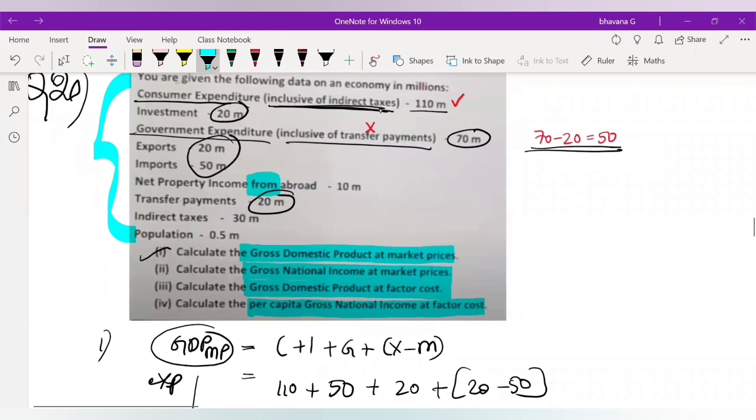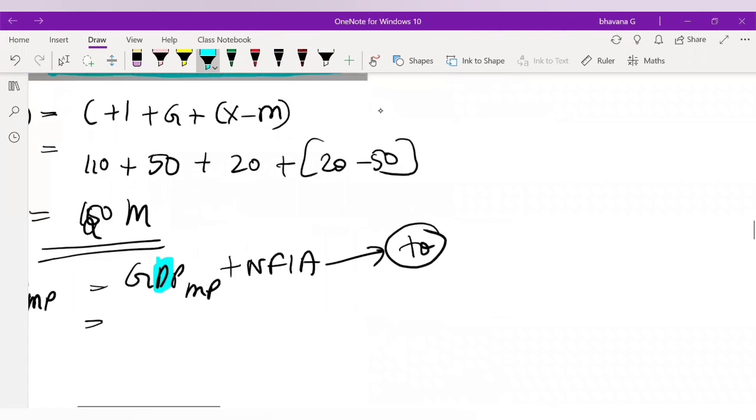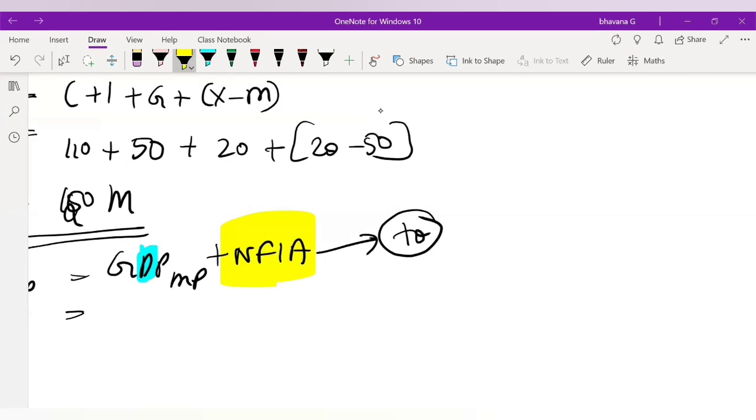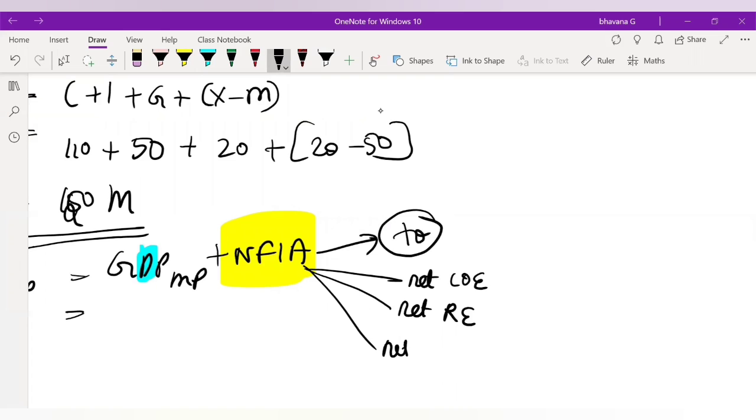Here we have net factor income from abroad, right? Net factor income from abroad actually has three components. It is net compensation of employees, then net retained earnings, and finally net property income from abroad. These are the three things which should be included in NFIA.